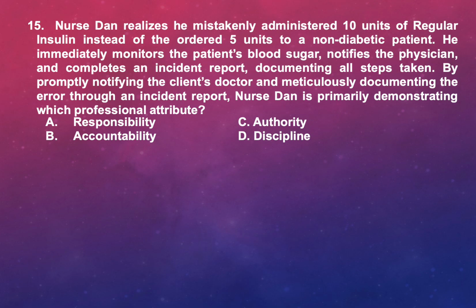15. Nurse Dan realizes he mistakenly administered 10 units of regular insulin instead of the ordered 5 units to a non-diabetic patient. He immediately monitors the patient's blood sugar, notifies the physician, and completes an incident report documenting all steps taken. By promptly notifying the client's doctor and meticulously documenting the error through an incident report, Nurse Dan is primarily demonstrating which professional attribute, and that is accountability.